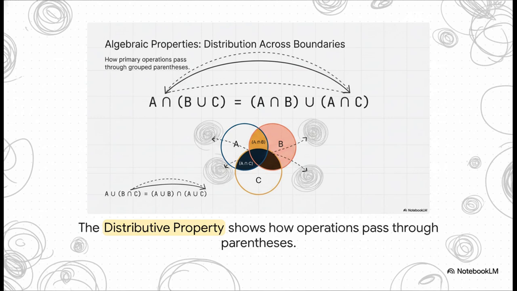Remember how you can distribute multiplication over addition? Well, in set theory, you can do the same thing. You can distribute an intersection across a union, or a union across an intersection. The arrows on the slide show it perfectly. It's a way to break down a really complex expression into simpler, much more manageable chunks.